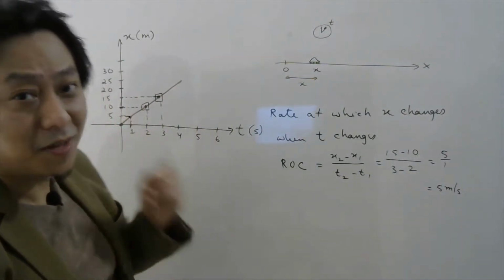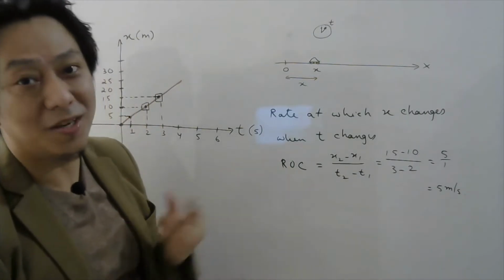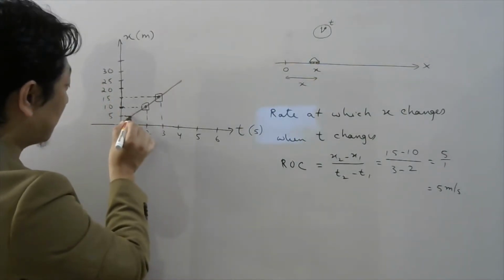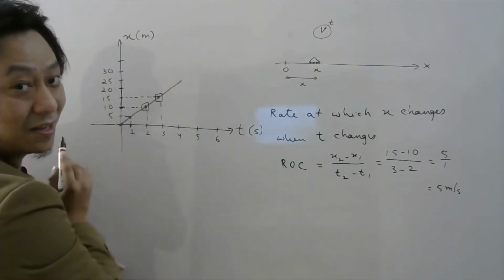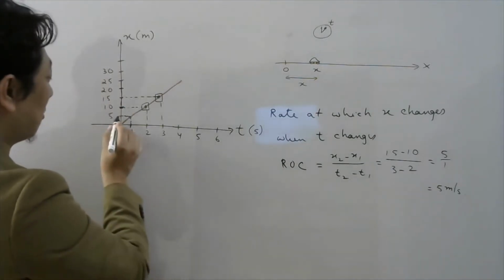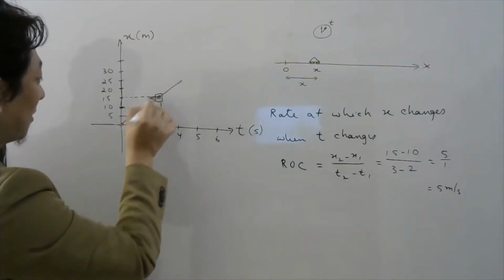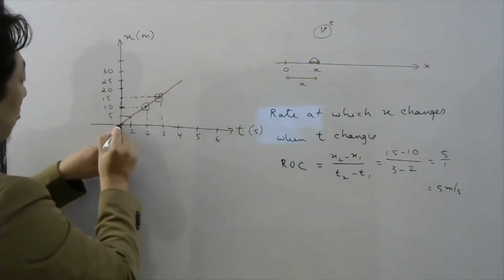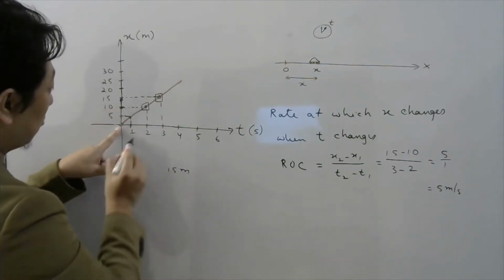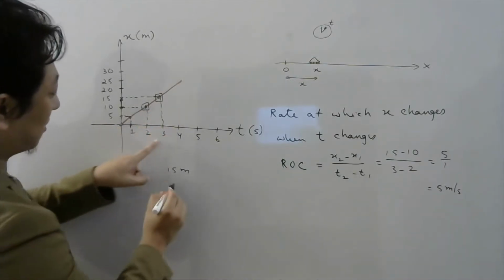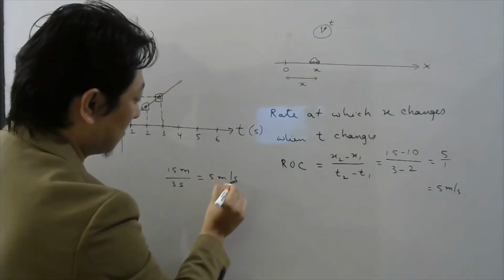Now for this graph, does it matter which 2 points I choose in order to calculate the rate of change? No, it doesn't matter. If you choose these 2 points, let's say, then you can see 5 meters are covered in 1 second, isn't it? So if you calculate the rate of change, again it will be 5 meter per second. What if I choose this point and this point? Then you can see from here to here you have covered 15 meters, right? From here to here 15 meters in what time? From here to here 3 seconds. So if you calculate the rate of change, again you will get 5 meter per second.